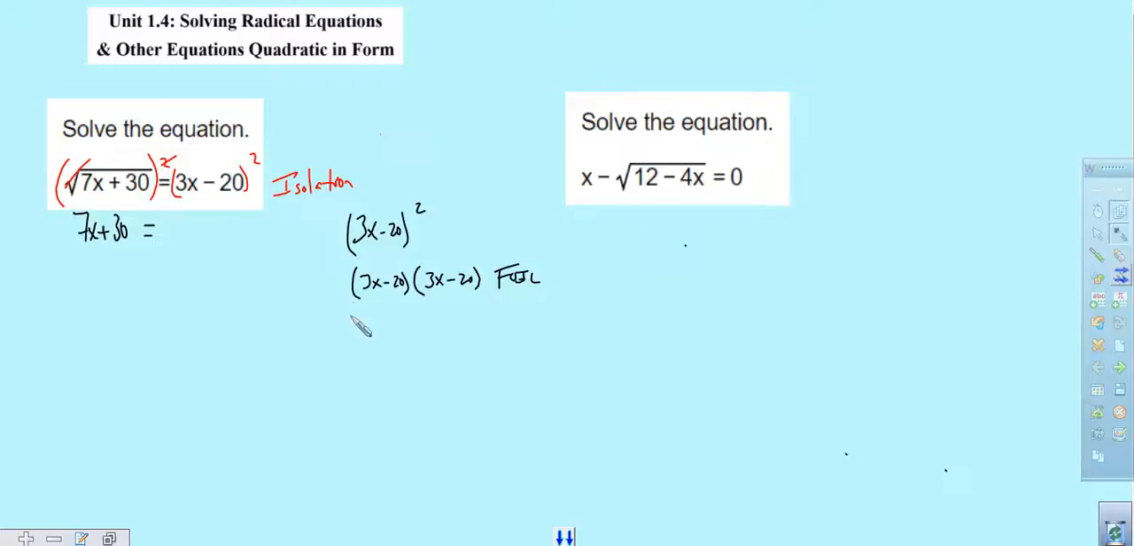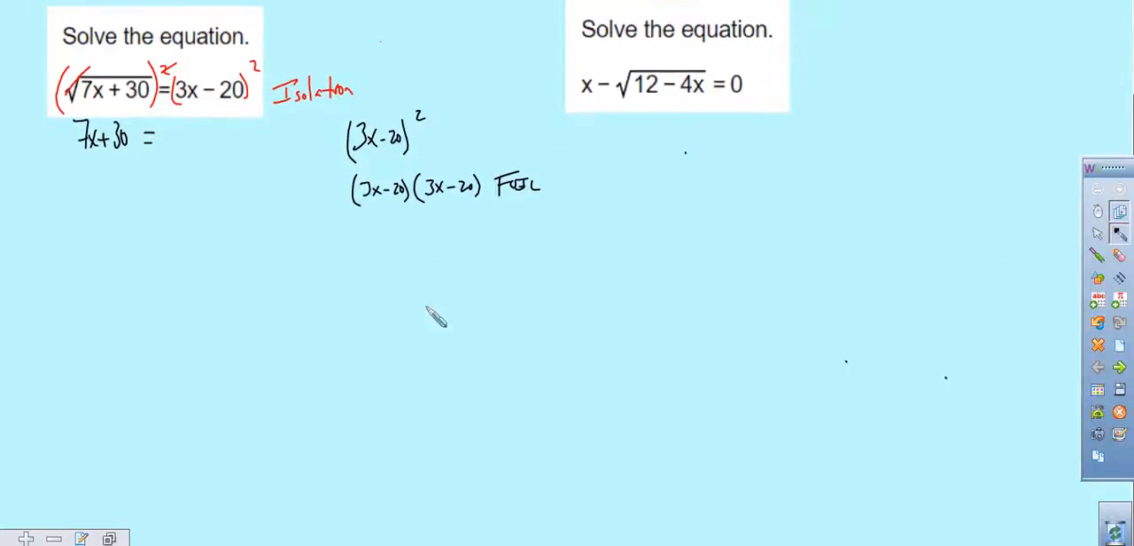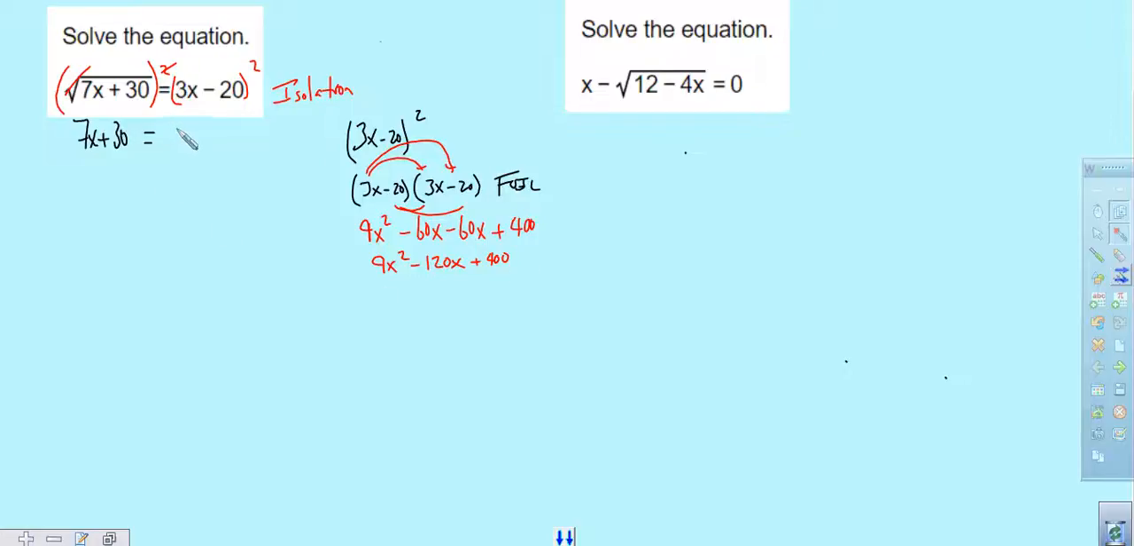As we jump into this and start working through, remember with FOIL, we take first, so that gives us 9x squared, outer gives us negative 60x, inner gives us negative 60x, and last gives us positive 400. We combine like terms, we get 9x squared minus 120x plus 400. We bring that back up here and put it into place. So essentially I just did my scratch work off this side of the paper instead of having to write everything over several times.